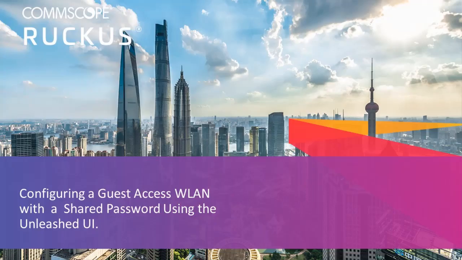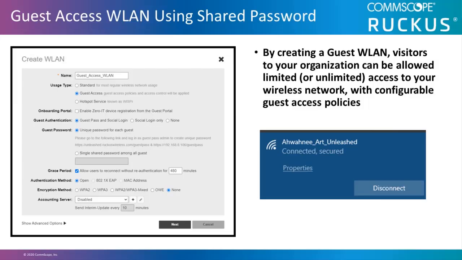In this video, I'll demonstrate how to configure a guest access wireless LAN using a shared password with the CommScope Ruckus Unleashed user interface. By creating a guest wireless LAN, visitors to your organization can be allowed limited or unlimited access to your wireless network with configurable guest access policies.